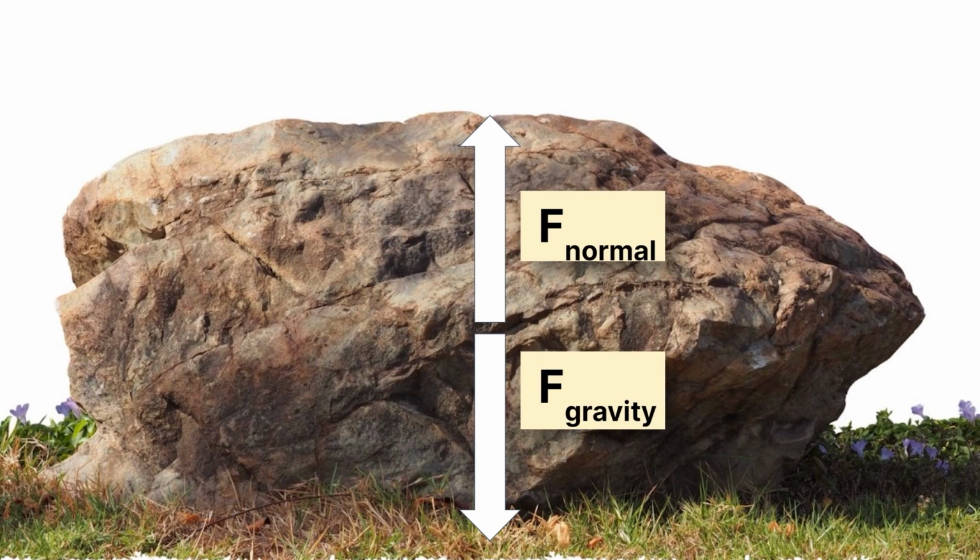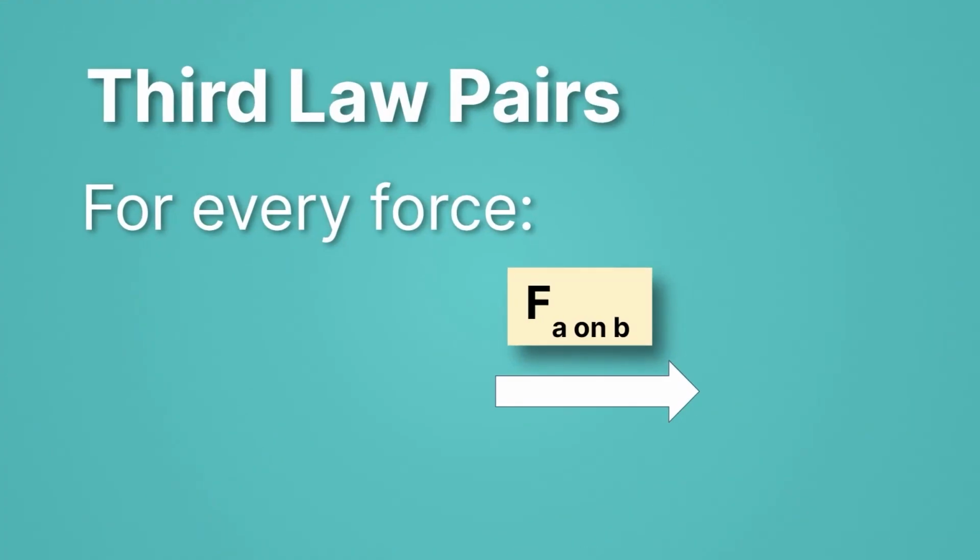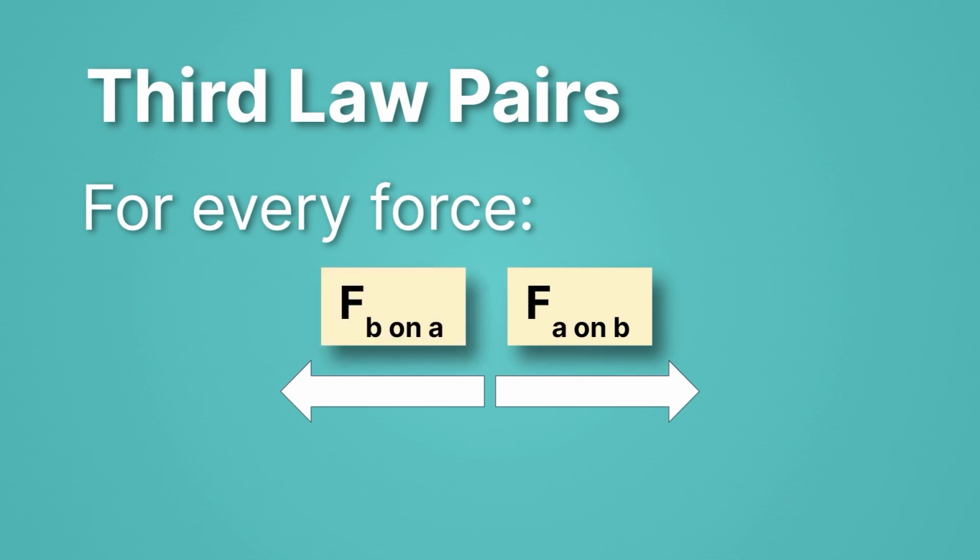Okay, let's go through a few third law pair examples. To do so, we're going to need to understand the formula. For every force, if we have a force of A on B pointing to the right, we have an equal and opposite force pointing to the left. And we're going to flip-flop the subscript, so that's the force of B on A. That's how these third law pairs always work.